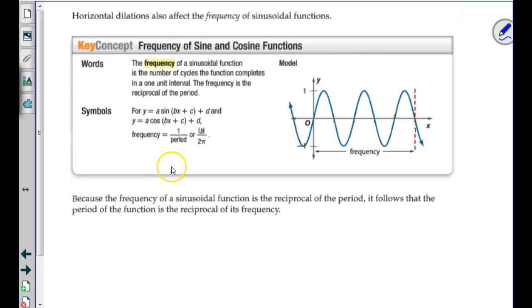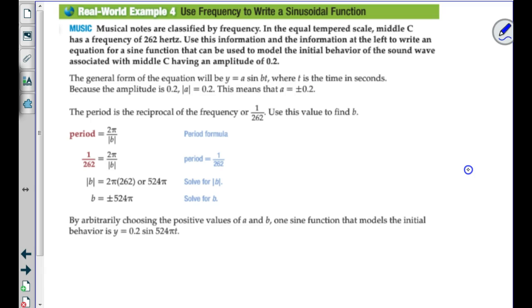Okay. The frequency, we have not talked about frequency. Was there a frequency homework question? Okay. All that frequency is, is the reciprocal of the period. So the frequency of a sinusoidal function is the number of cycles it completes in 1 unit. So if this was 1, it did 2.5 cycles. So it's just the reciprocal of the period. That's all you need to know. It's used in music all the time. They talk about the frequency.